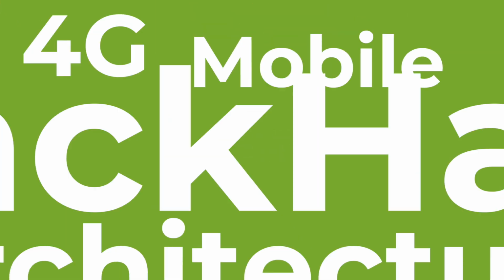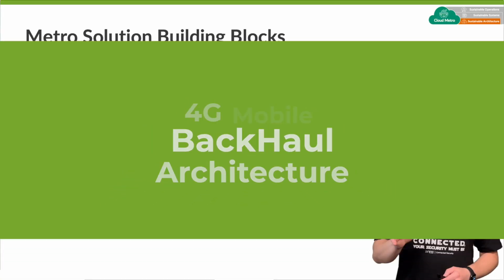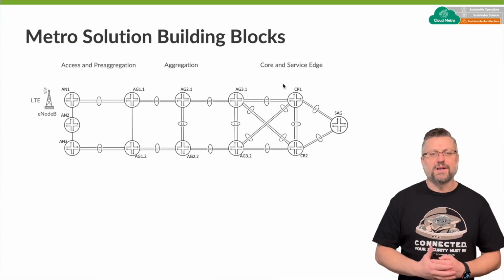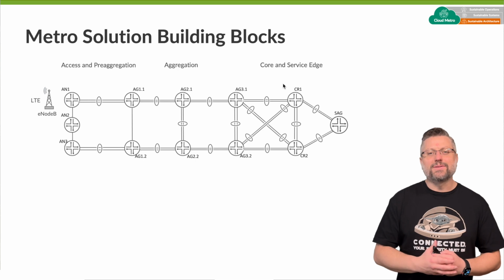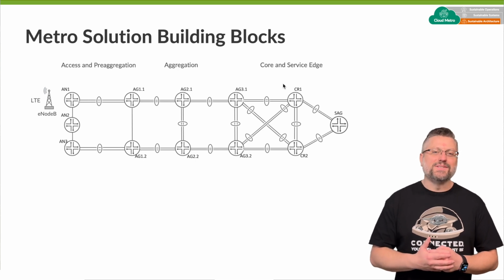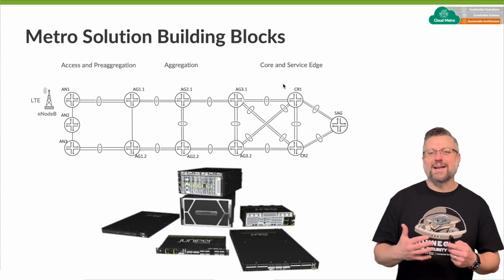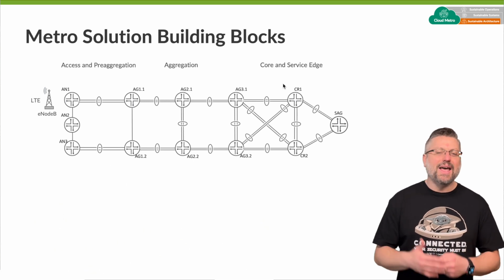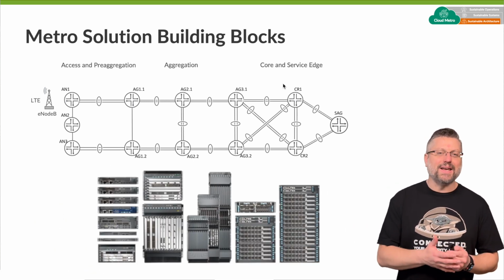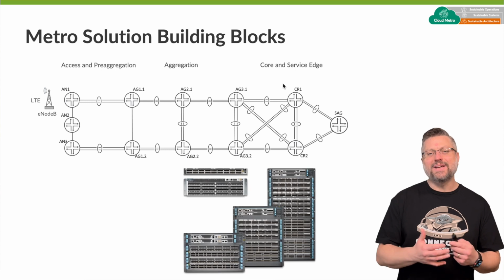We started a few years back with a 4G mobile backhaul reference architecture. First, we built the physical infrastructure consisting of ACX for access and pre-aggregation, MX for aggregation and services edge, and PTX for the core.